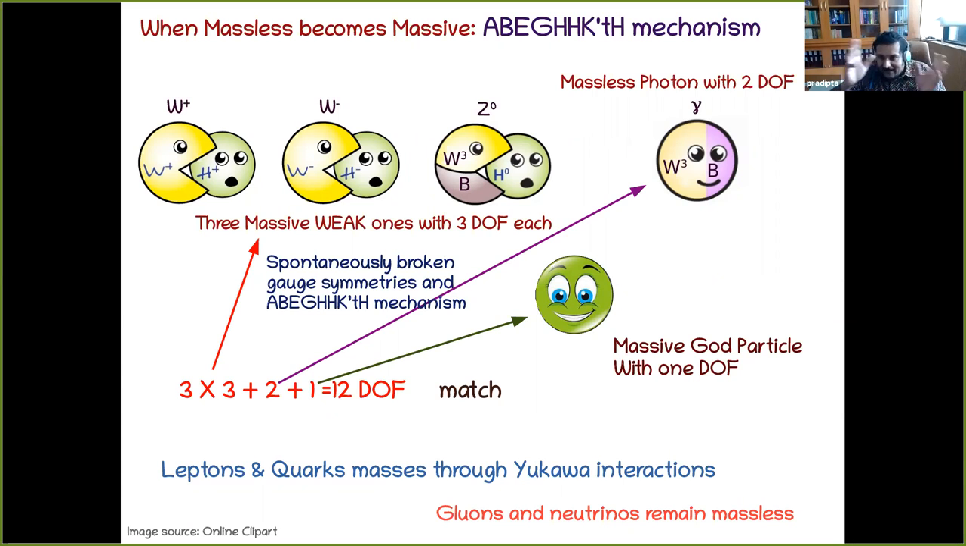So at the end of the spontaneous symmetry breaking and the Higgs mechanism, you have massless neutrinos, massive other leptons and quarks, massive W and Z versions, but the photon and gluons remain massless because color symmetry and electromagnetic symmetry are unbroken in nature. And you finally have one massive Higgs boson. So that completes the story of the standard model particle spectrum.